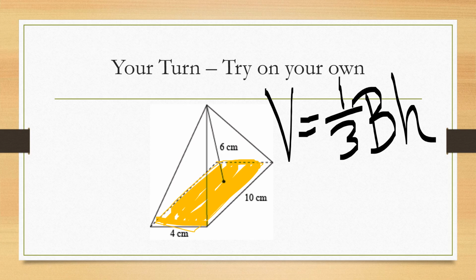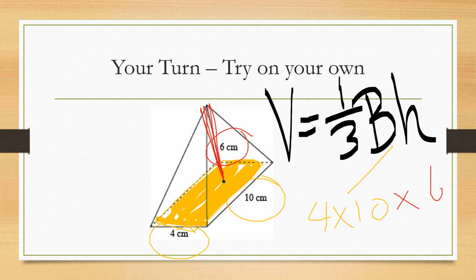Okay, so our big B is going to come down, and it's going to be your 4 and your 10. So 4 times 10. Your height goes straight up to the apex, the point. So that's going to be 6, so times 6. And then we're going to divide it all by the 1/3. We can't forget that part.